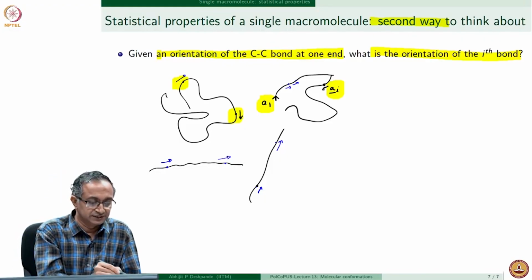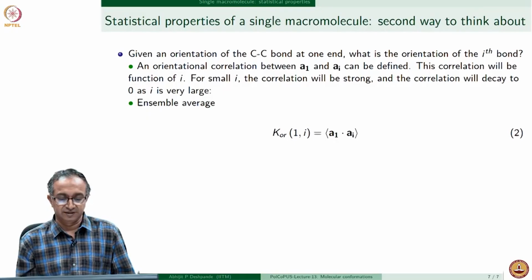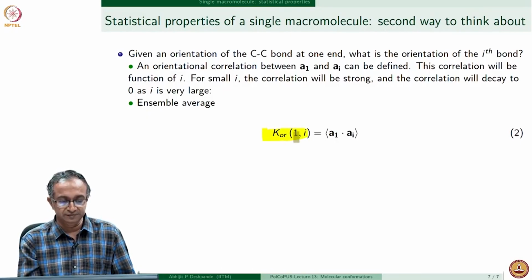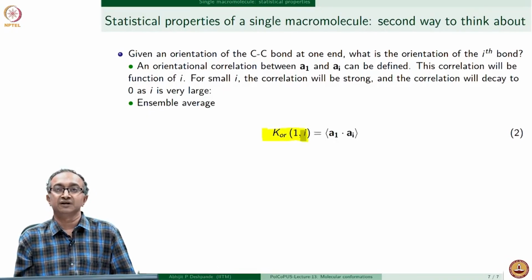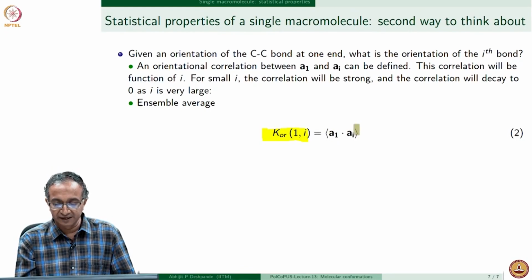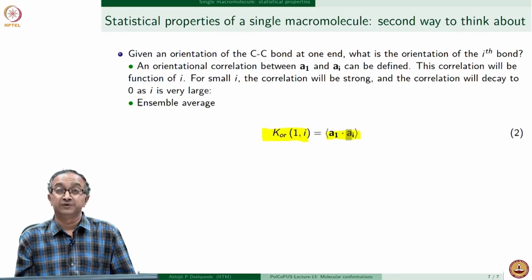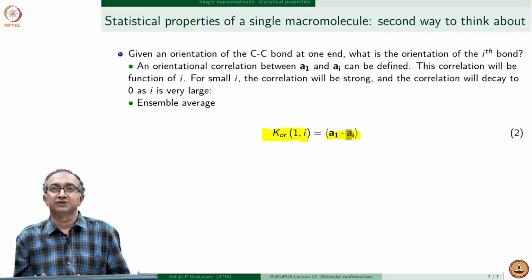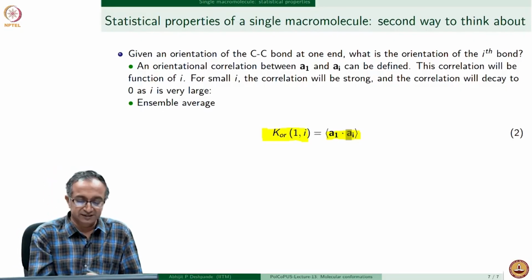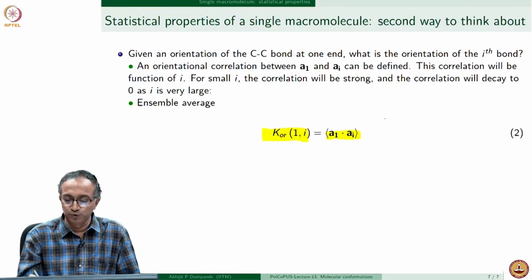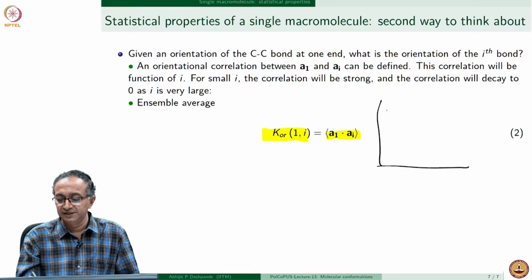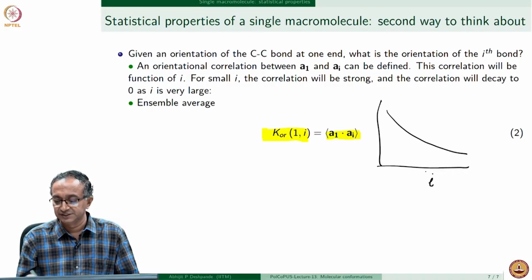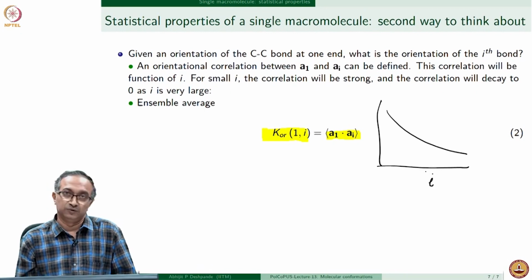So this is done by defining something called an orientational correlation function, which is again an ensemble average of comparing the orientation of the first bond with the ith bond. And we would expect this function to decrease as you increase i. So bonds which are closer to each other are correlated, bonds which are further apart are not correlated.